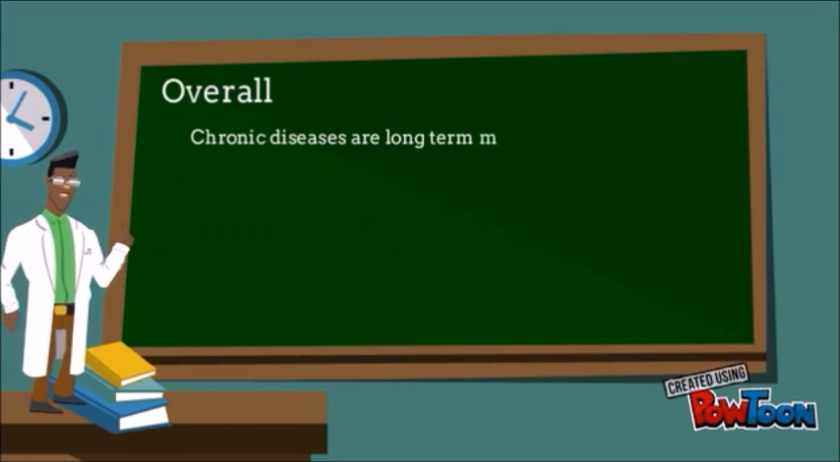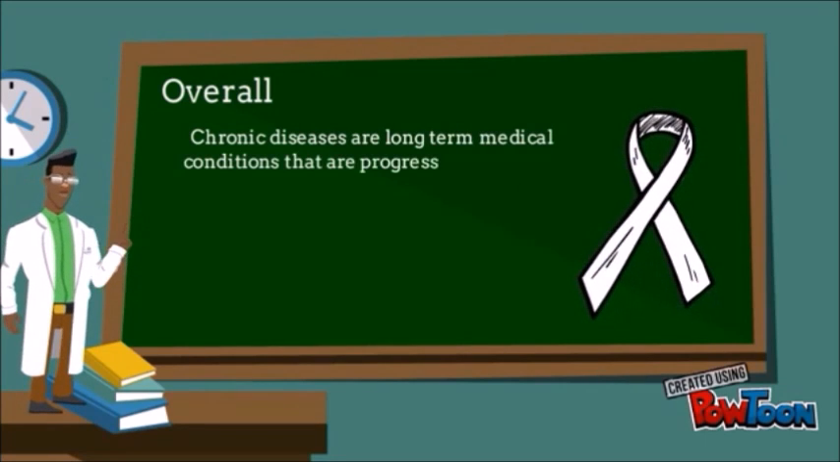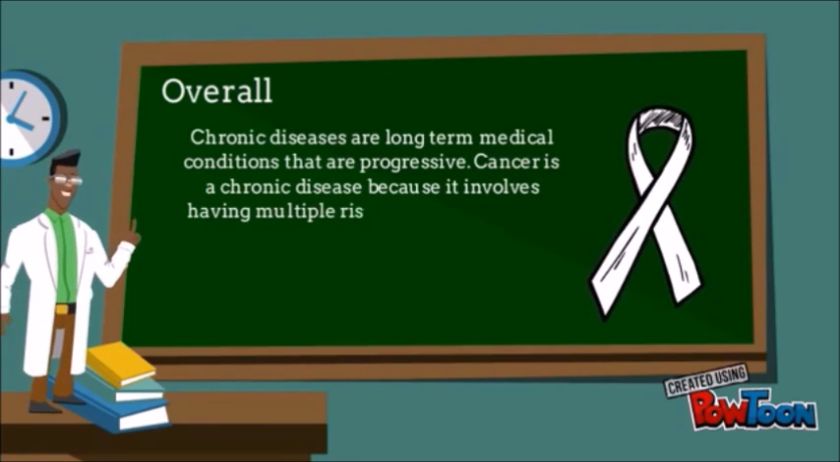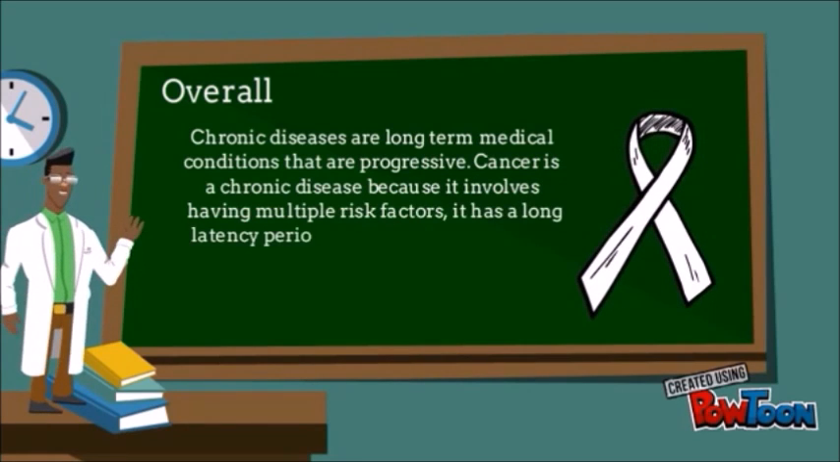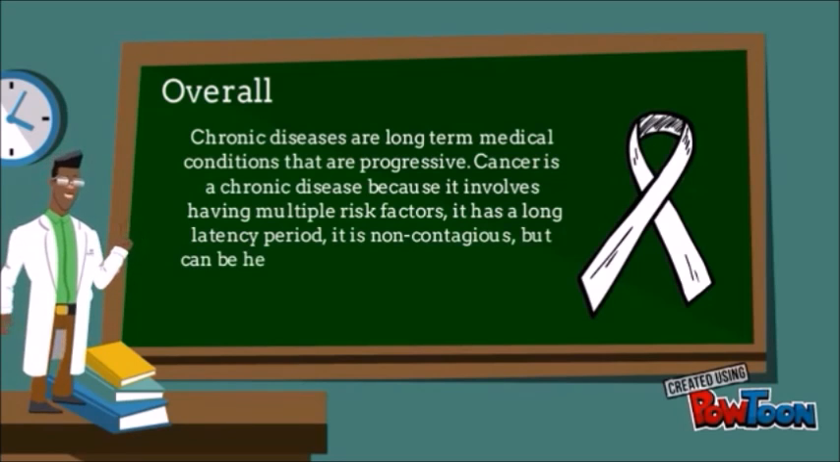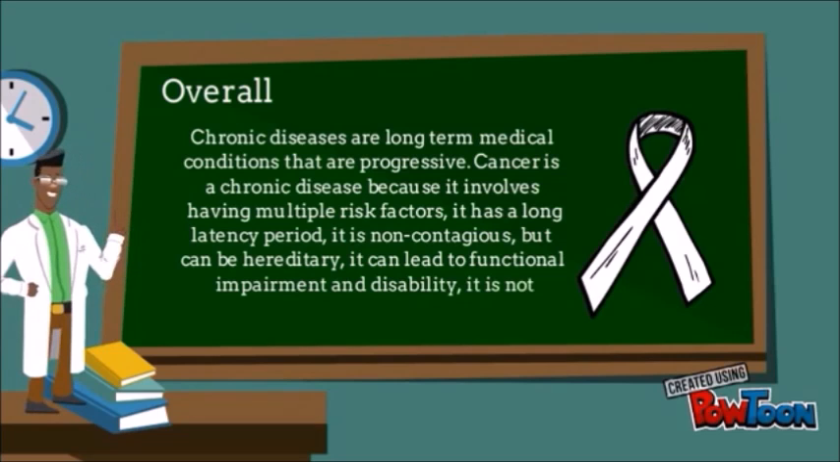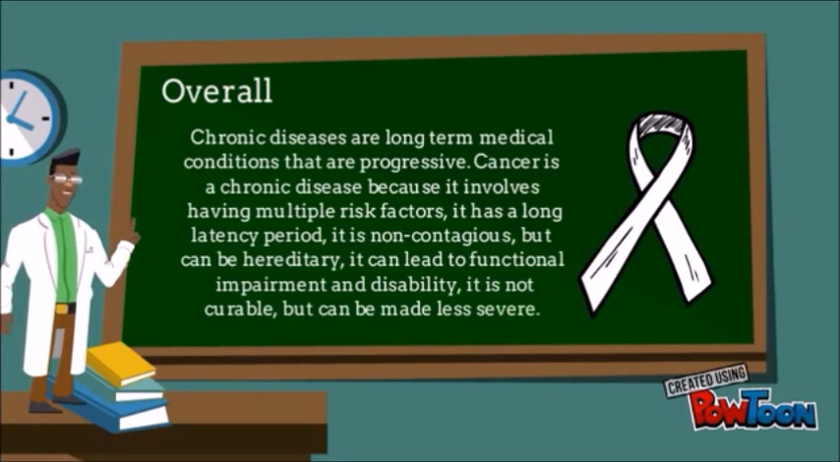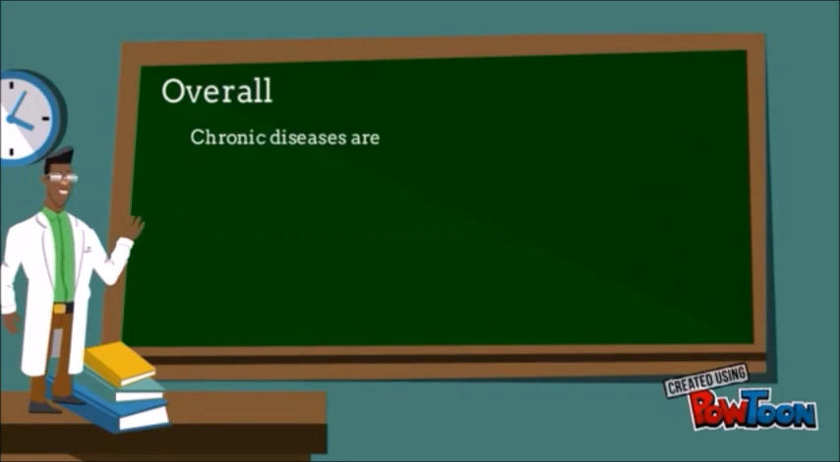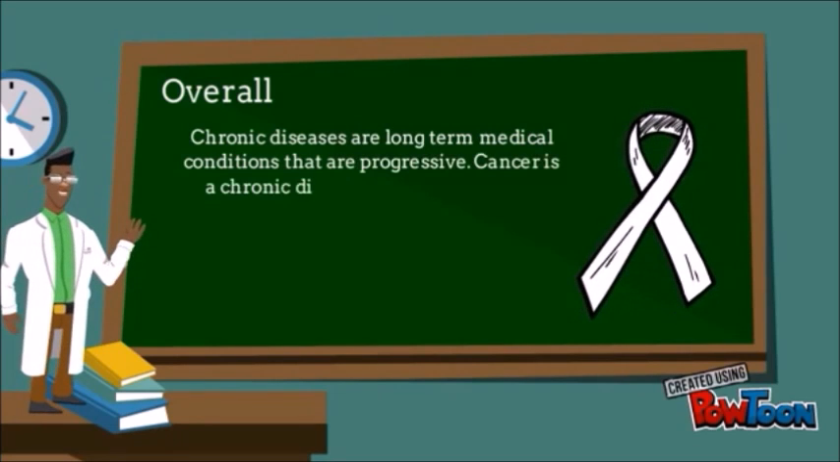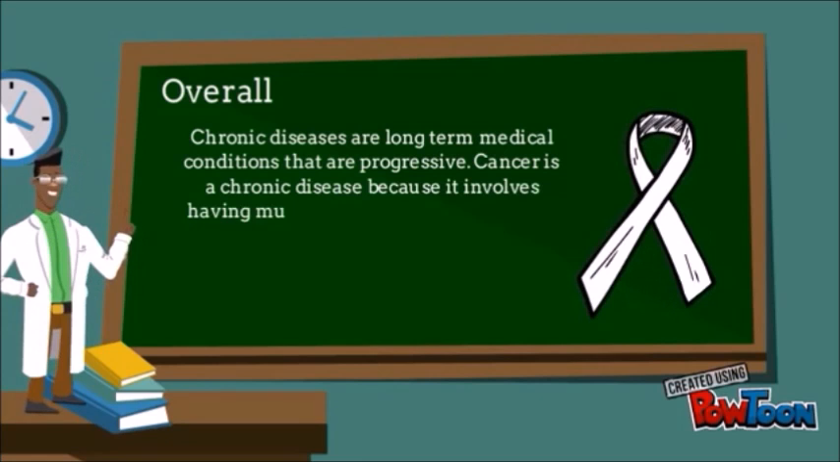Overall, chronic diseases are long-term medical conditions that are progressive. Cancer is a chronic disease because it involves having multiple risk factors and it has a long latency period. It is non-contagious, but it can be hereditary. It can lead to functional impairment and disability. It is non-curable, but can be made less severe or prolonged over time.